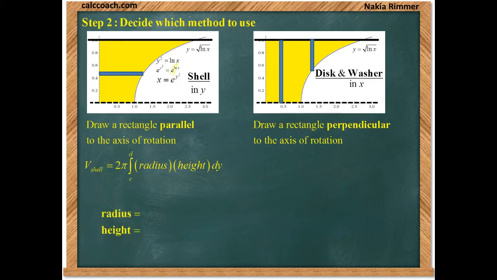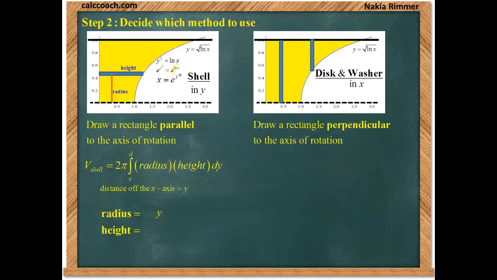We're going to need the radius, and we're going to need the height. Remember what the radius is: it comes from the rectangle to the axis. It just so happens that in this particular example, this is the distance off of the x-axis, and that's called y. There's nothing wrong with us leaving it as a y, since the integral is in terms of y.